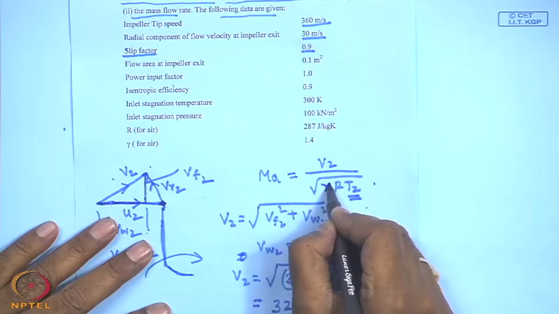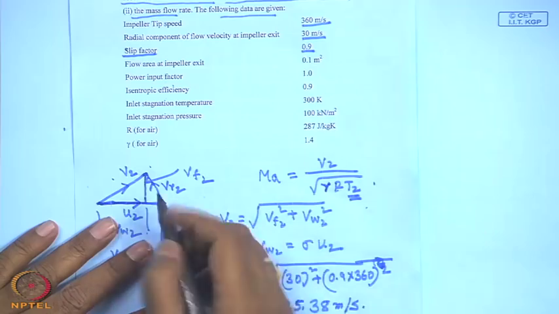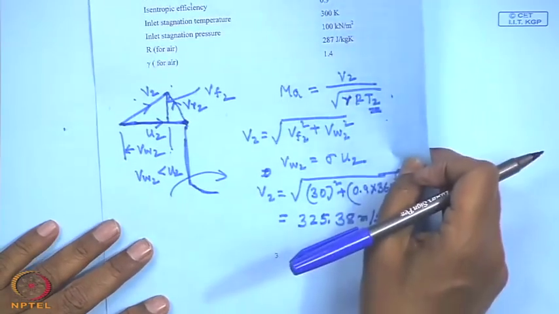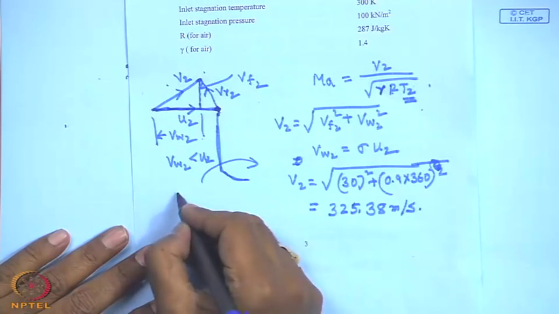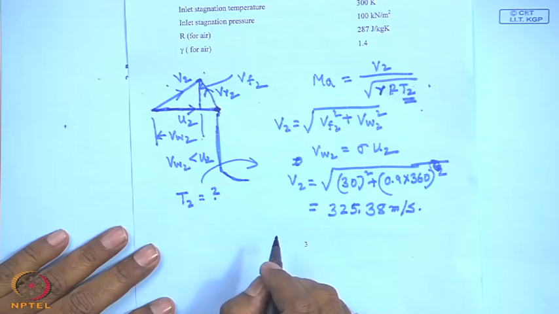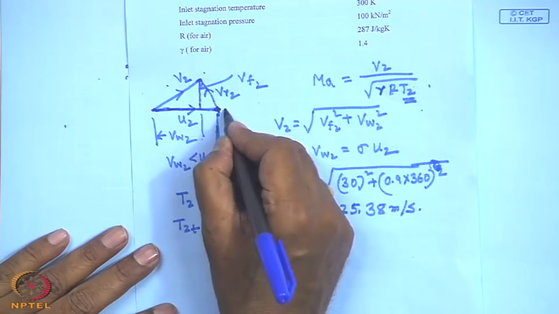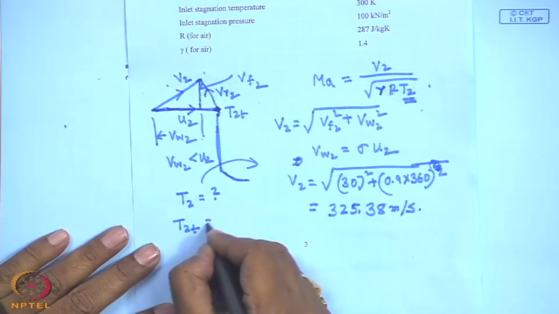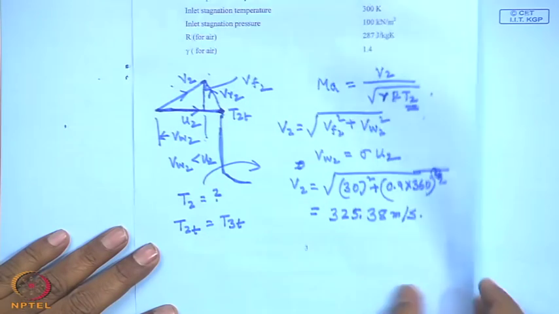Here in the formula, it is gamma R T2. T2 is the static temperature at the outlet of the vane. Now, how to find out T2? Our main objective is to find T2. Let us first find out the total temperature T2T. We know that T2T is equal to T3T, that means the outlet total temperature from the compressor at the outlet of the diffuser.